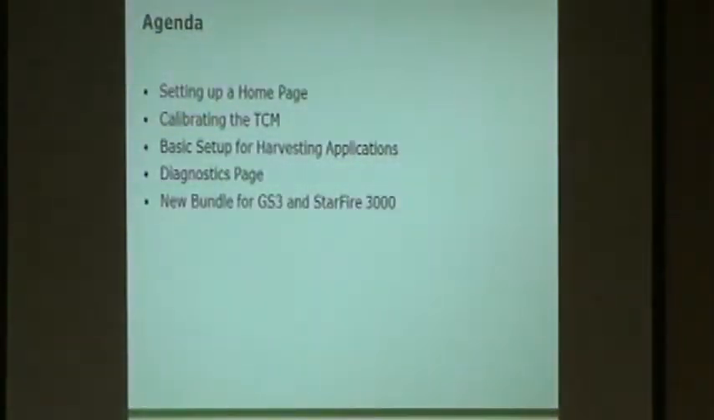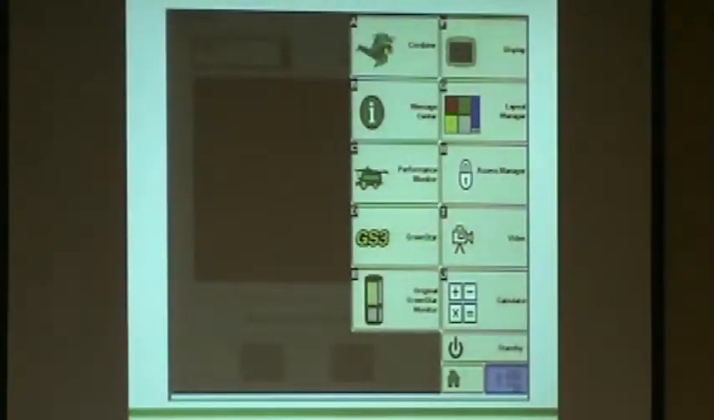So going through the agenda, starting out, setting up a home page, the different layouts that you can do, the different things you can stick in that layout. So when you flip through your home screens, that's what you see. Calibrating the TCM, basic setup for harvesting, the diagnostics page, knowing where to go for that, and that way you can see what's wrong, or why it's not painting or something like that. And then the new bundle and the new updates that we have coming out for the Green Star 3 and Starfire 3000.